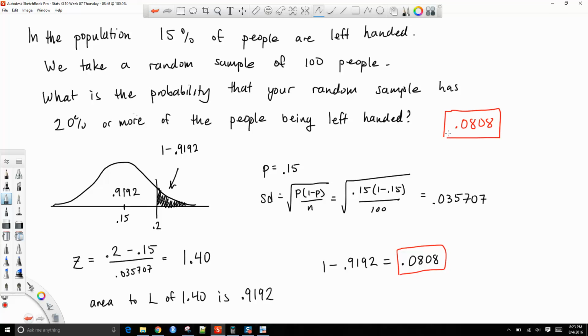So if you take a random sample of 100 people, you expect about 15% of those people to be left-handed. Is it possible that you get more than that, that you get 20% left-handed? Sure, that's possible. How often does that happen? It happens with a probability of about 8%. It happens about 8% of the time.